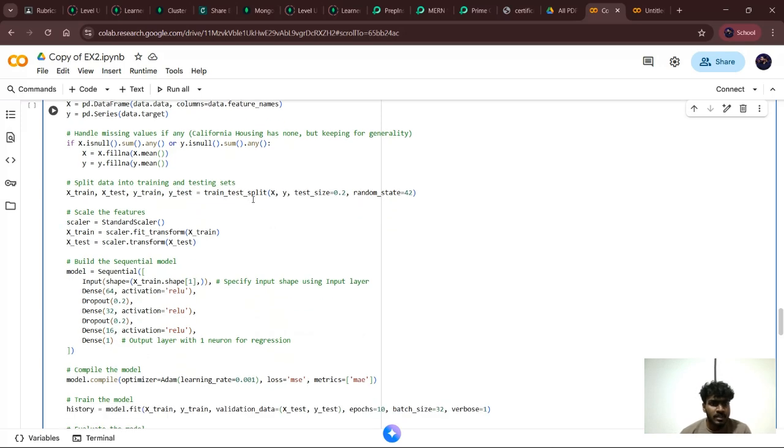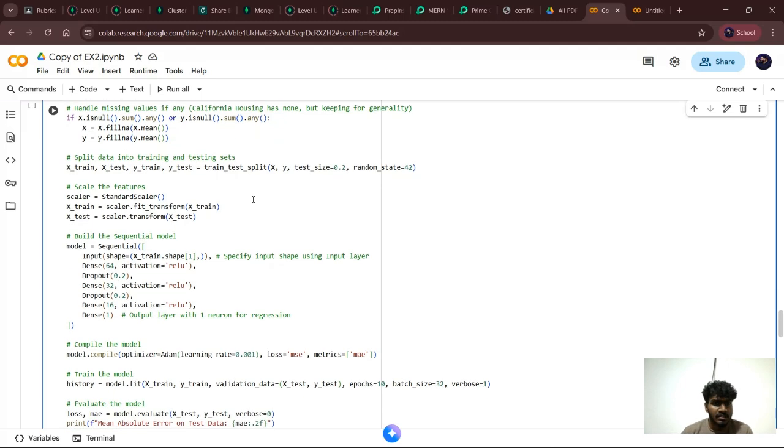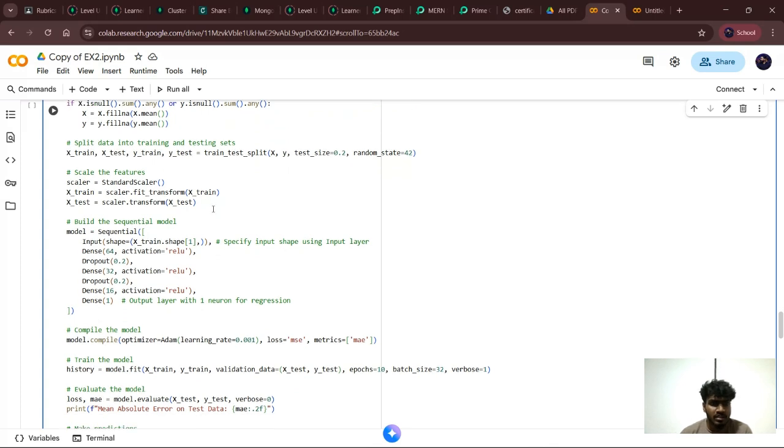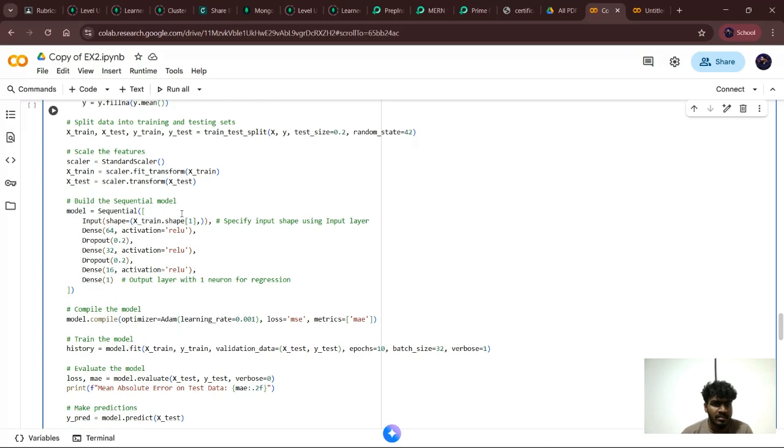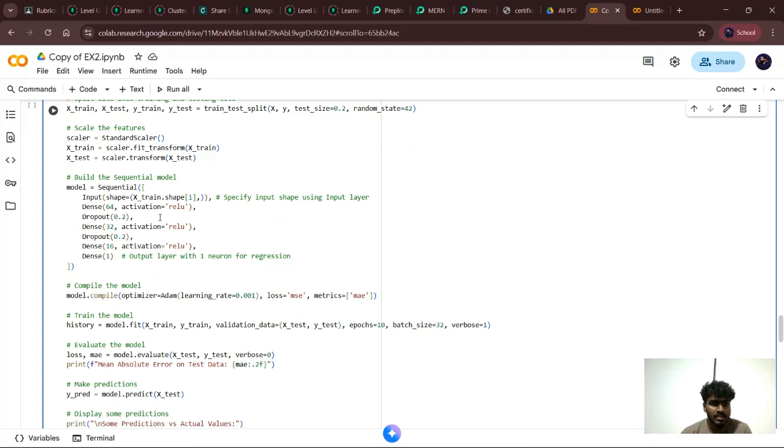Next, I am splitting the dataset into training and test datasets, which is 80% and 20%. Next, I am giving the dataset to the scaling feature, which is StandardScaler, which uses the function fit_transform. Next, I send the data to the model, which is where I actually build the neural network model.